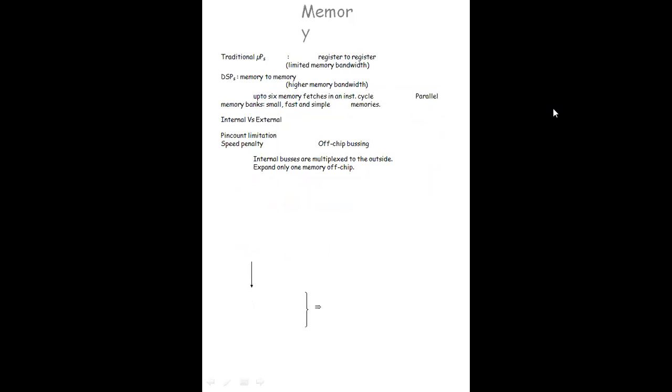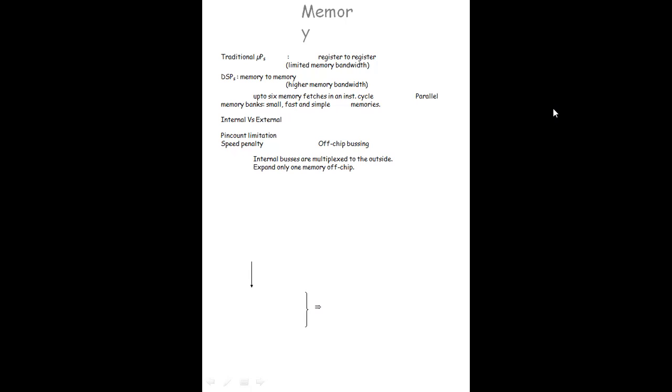What about its memory? A traditional microprocessor has register to register operation with limited bandwidth. Then we have memory to memory operation with higher memory bandwidth, up to 6 memory fetches in an instruction cycle. We have parallel memory banks, which are small, fast, and simple memories. Finally, we have internal versus external memory. External memory has a pin count, communication speed penalty, and off-chip busing; internal buses are multiplexed to the outside, exposing only one memory off-chip.